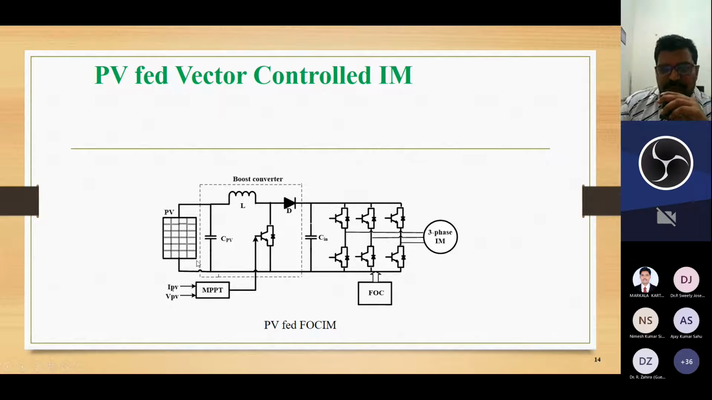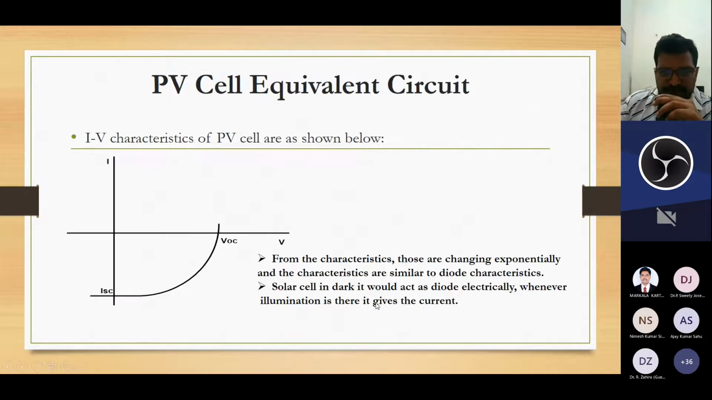That maximum PV power is fed to the two-level inverter. The two-level inverter has 6 switches. As we know, the inverter is used to control the induction motor drive also. How we are going to control the induction motor is with the help of vector control, which is also called field oriented control.